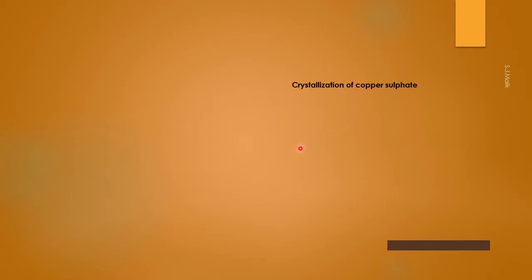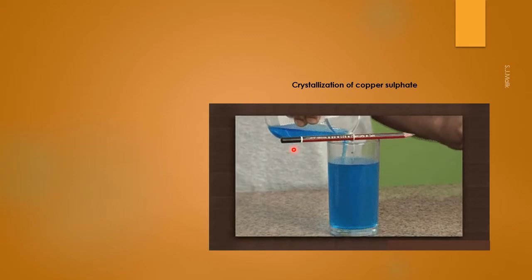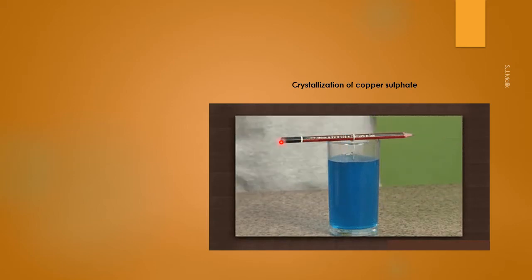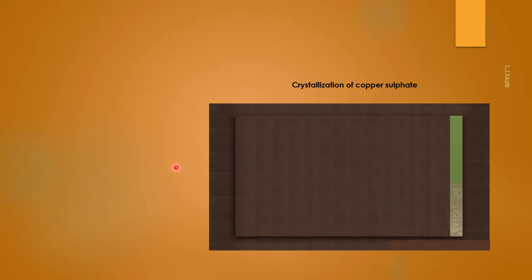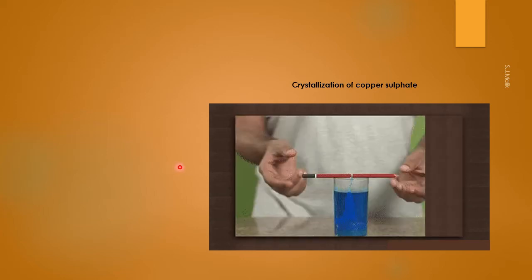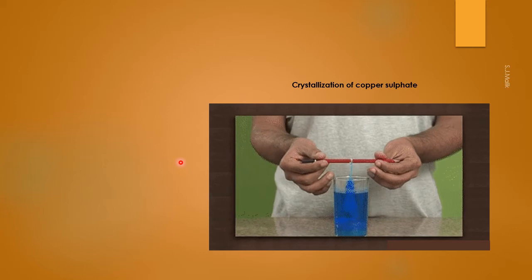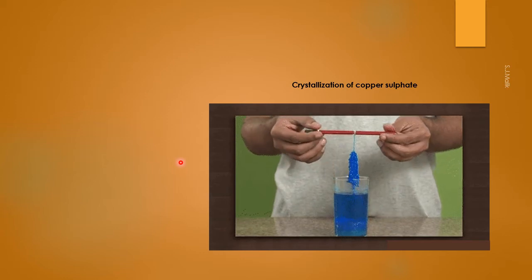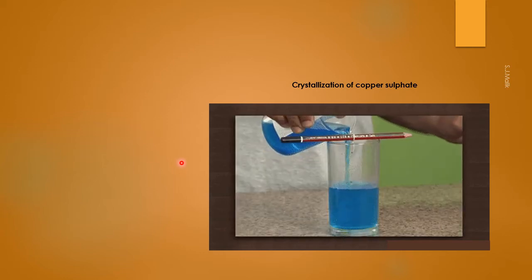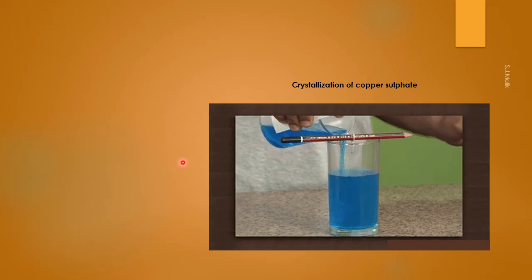Now here you can see crystallization of copper sulfate, that is the animation. Carefully observe the things. The blue solution is of copper sulfate. It is pouring.